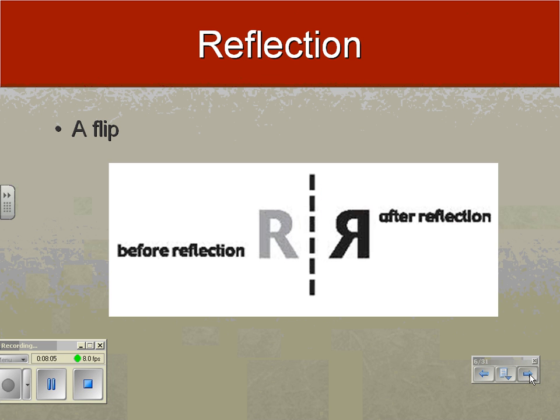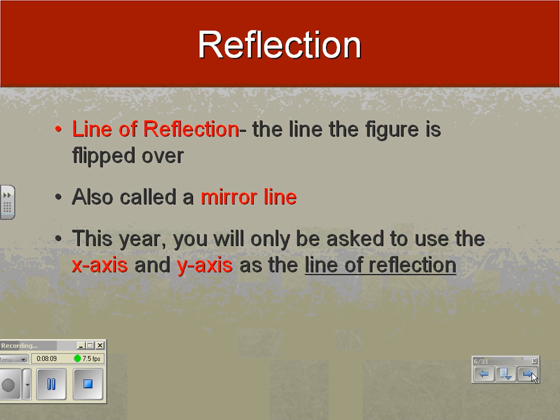One more example, we have R being reflected. So we have before the reflection, after the reflection. And then some more notes for you guys. So the line of reflection is the line the figure is flipped over. It's also called a mirror line.